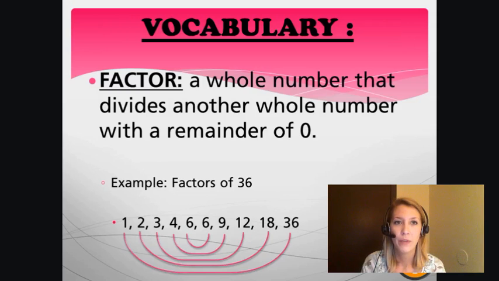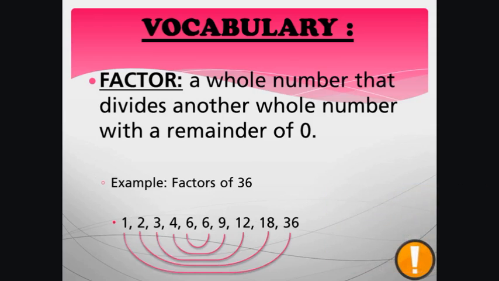So let's go ahead and review what factors are. A factor is a whole number that divides another whole number with a remainder of 0. So this is an example of the factors of 36. 1 times 36 is 36. 2 times 18 is 36. 3 times 12 is 36, and so on and so forth. They are all factors of the number 36 with a 0 remainder.